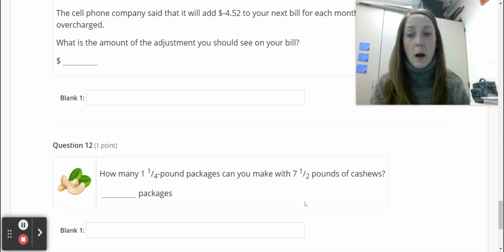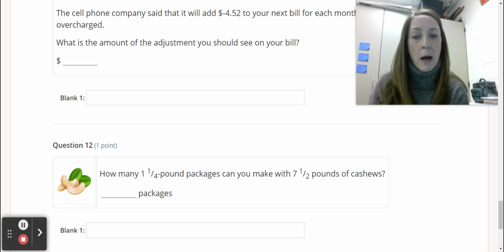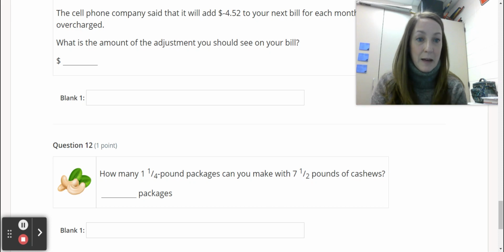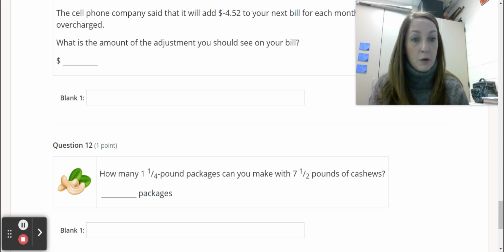And the last one, question 12, says how many 1 1/4 pound packages can you make with 7.5 pounds of cashews? So you want to know how many groups of 1 1/4 are in 7.5. This is division. So you'll take the total amount of cashews, the big amount, and you'll divide it by the amount of smaller packages that you want to make. Don't forget what we do with fraction division. Basically, we don't. Also, don't forget that we cannot multiply mixed numbers. You have to change it to improper first.